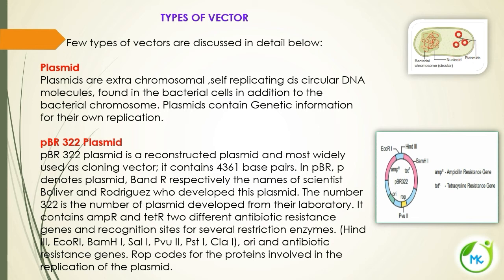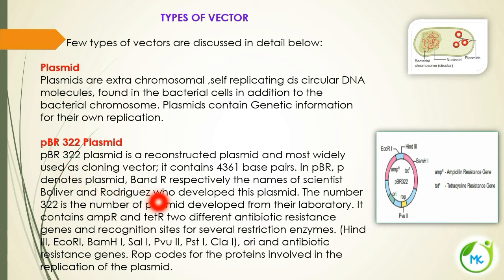A very important plasmid, and the plasmid which is highly employed for rDNA technology is pBR322 plasmid. So this pBR322 plasmid is a reconstructed plasmid, and this is most widely used as a cloning vector. This is a very important answer, and it contains 4361 base pairs. In pBR, this P stands for plasmid. B and R stand for the name of the scientists who developed this plasmid. They are none other than Bolivar and Rodriguez.